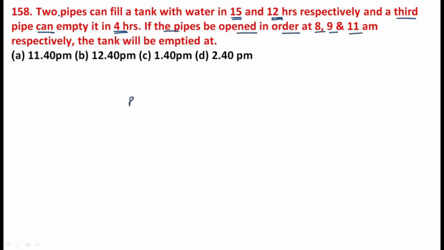Now see, pipe 1 fills the tank in 15 hours. Pipe 2 fills the tank in 12 hours. And pipe 3 is an empty pipe. It can empty the water in 4 hours. Now guys, I am taking the total quantity of water exactly equal to the LCM of all the parameters. Now the efficiency of P1 is equal to 4 units, P2 is 5 units, P3 empties 15 units per hour.